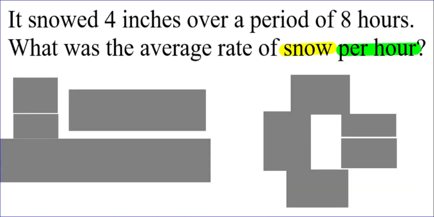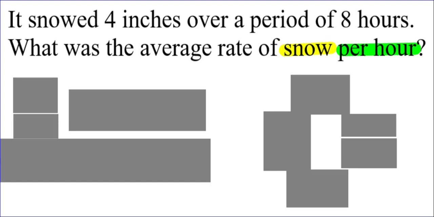Let's take a look at another problem. It snowed 4 inches over a period of 8 hours. What was the average rate of snow per hour? Now, please do not think that the biggest number always goes on top or that the smaller number always goes on top. It has nothing to do with who's bigger or who's smaller. It has everything to do with the order mentioned in the word problem for the unit rate.